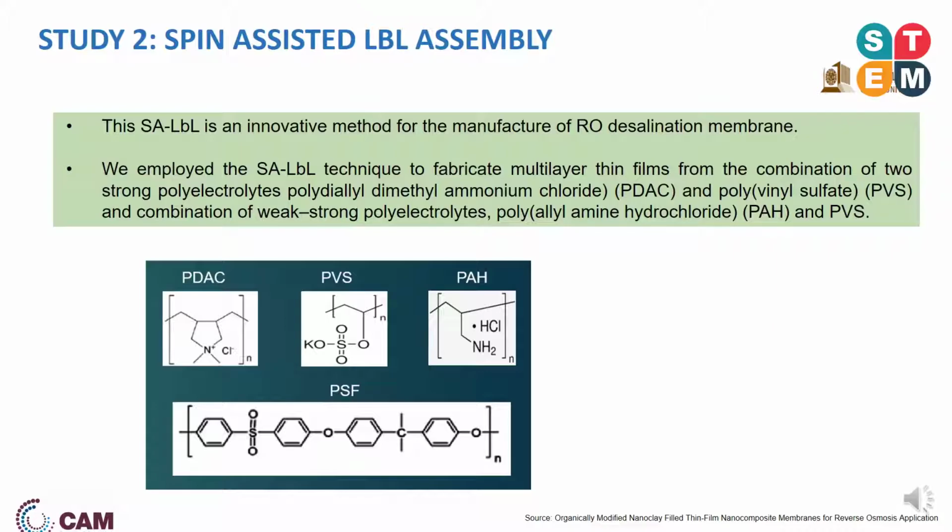polyvinyl sulfate as the strong electrolytes. For the second study, we have used the weak polyelectrolyte polyallylamine hydrochloride and the strong electrolyte PVS, that is polyvinyl sulfate. So we are depositing these layers of polyelectrolyte on an alternate basis, and several layers are formed, and we are checking the efficiency of these membranes.